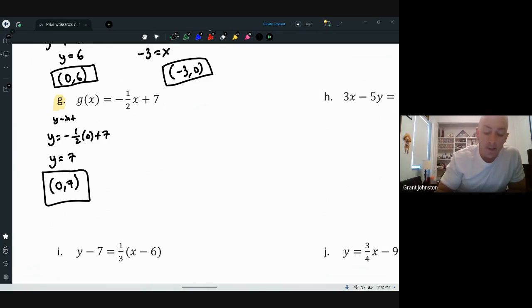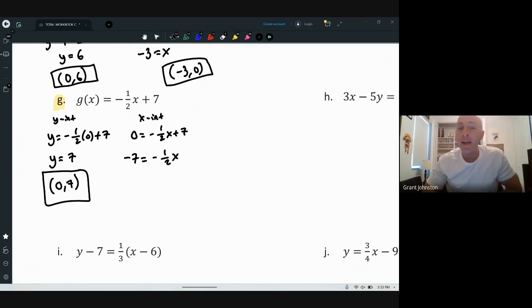Now to get the x-intercept, substitute 0 in for y. I'm going to solve for x, so I'm going to subtract 7 from both sides. So 0 minus 7 is negative 7. And then divide by negative 1/2 to solve for x. You could multiply by negative 2 as well, but I'm just going to divide, so negative 7 divided by negative 1/2 is positive 14. This is (14, 0).